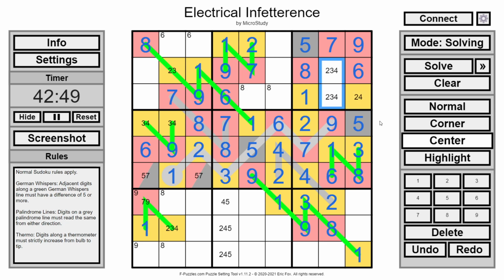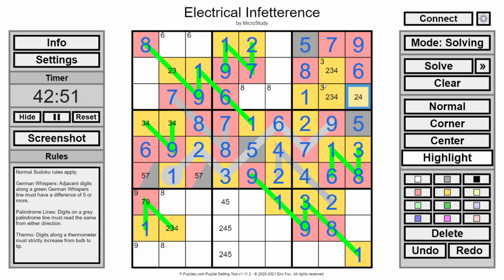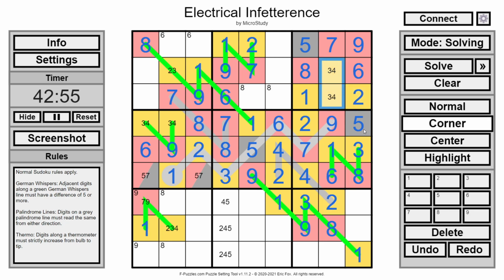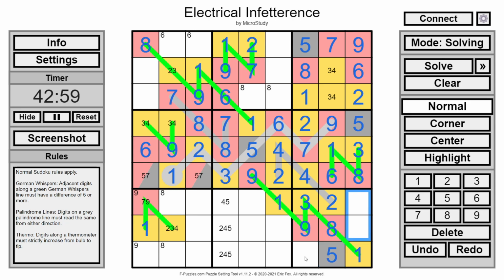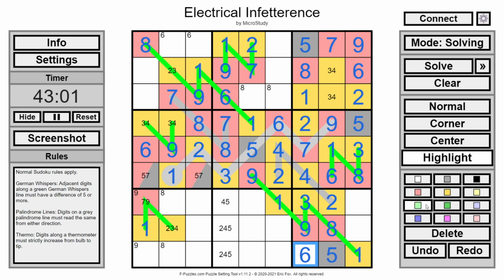This is 2, 3, 4. One of them's a 3, and they're both low. Actually, they can't be 2. There's 2s right there. What am I talking about? This is a 5 then. This is a 6 then.